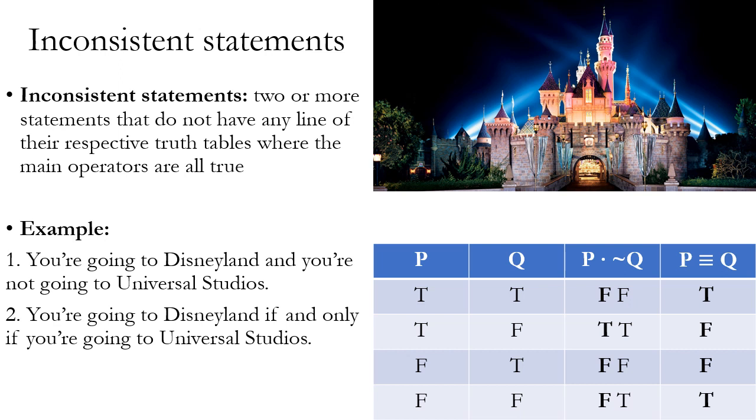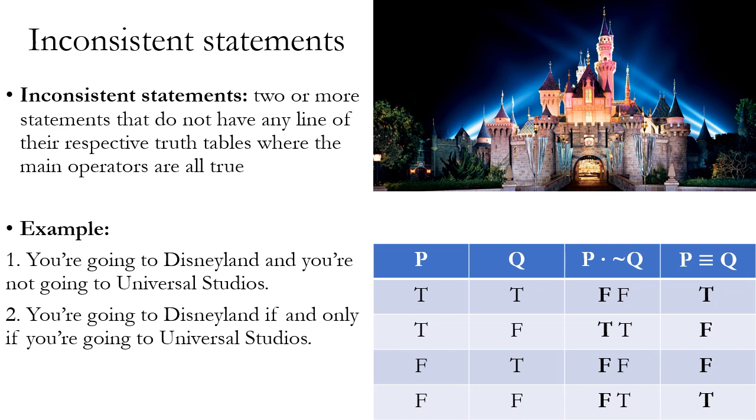Now moving to the triple bar, it is true in those cases where both of the propositions it links have the same truth value. Otherwise, it's false. So you'll notice on rows 1 and 4, both of the statements P and Q have the same truth value. That makes the triple bar true. Otherwise, when they have different truth values, it's false.